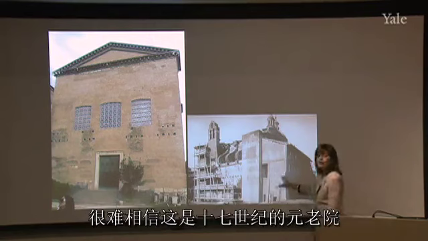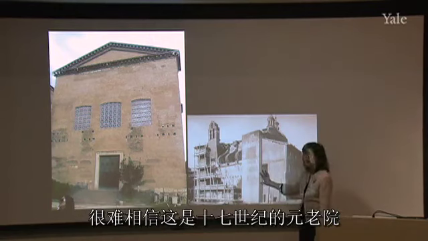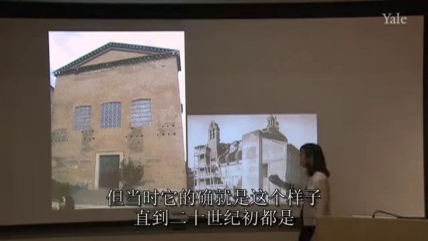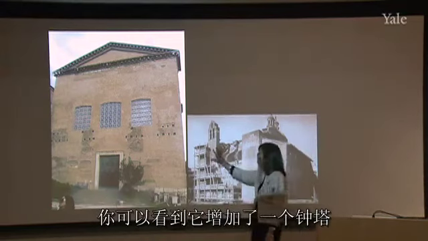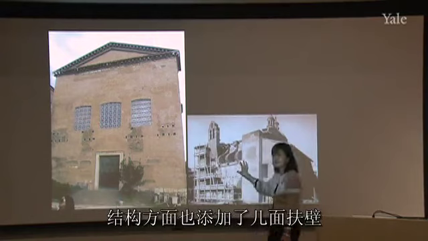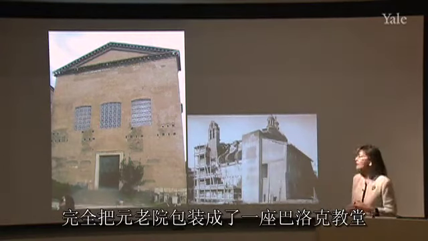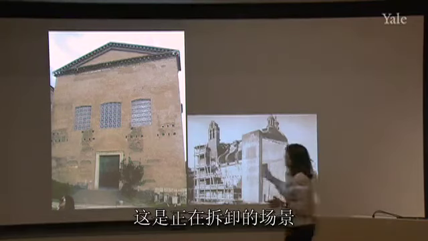I mean, it's really hard to believe that this was the Curia in the 17th century, but that's exactly what it looked like, as well as in the early 20th century. And you can see a bell tower had been added, buttresses had been added to the structure, completely encasing the Curia in a Baroque church. And we see that being dismantled in this view over here.